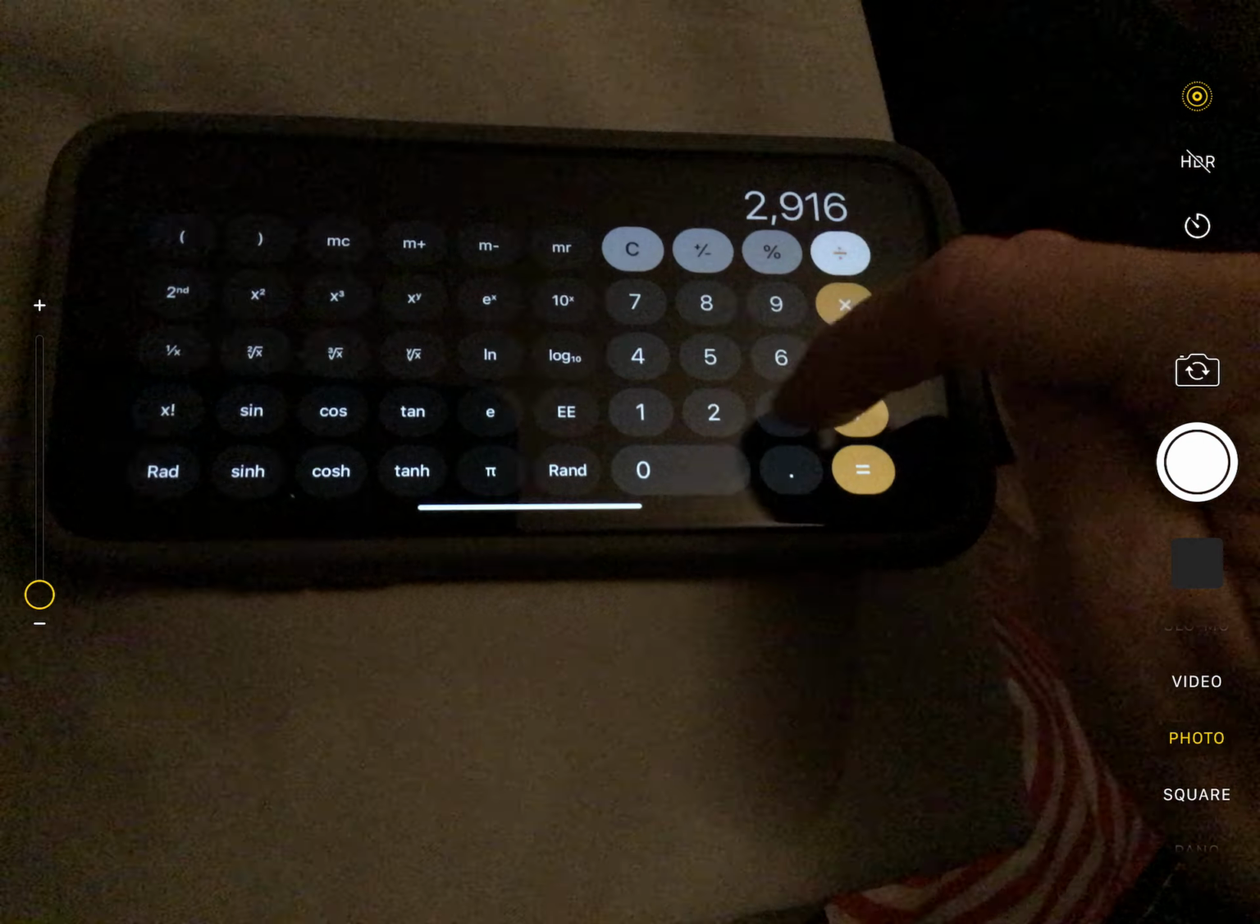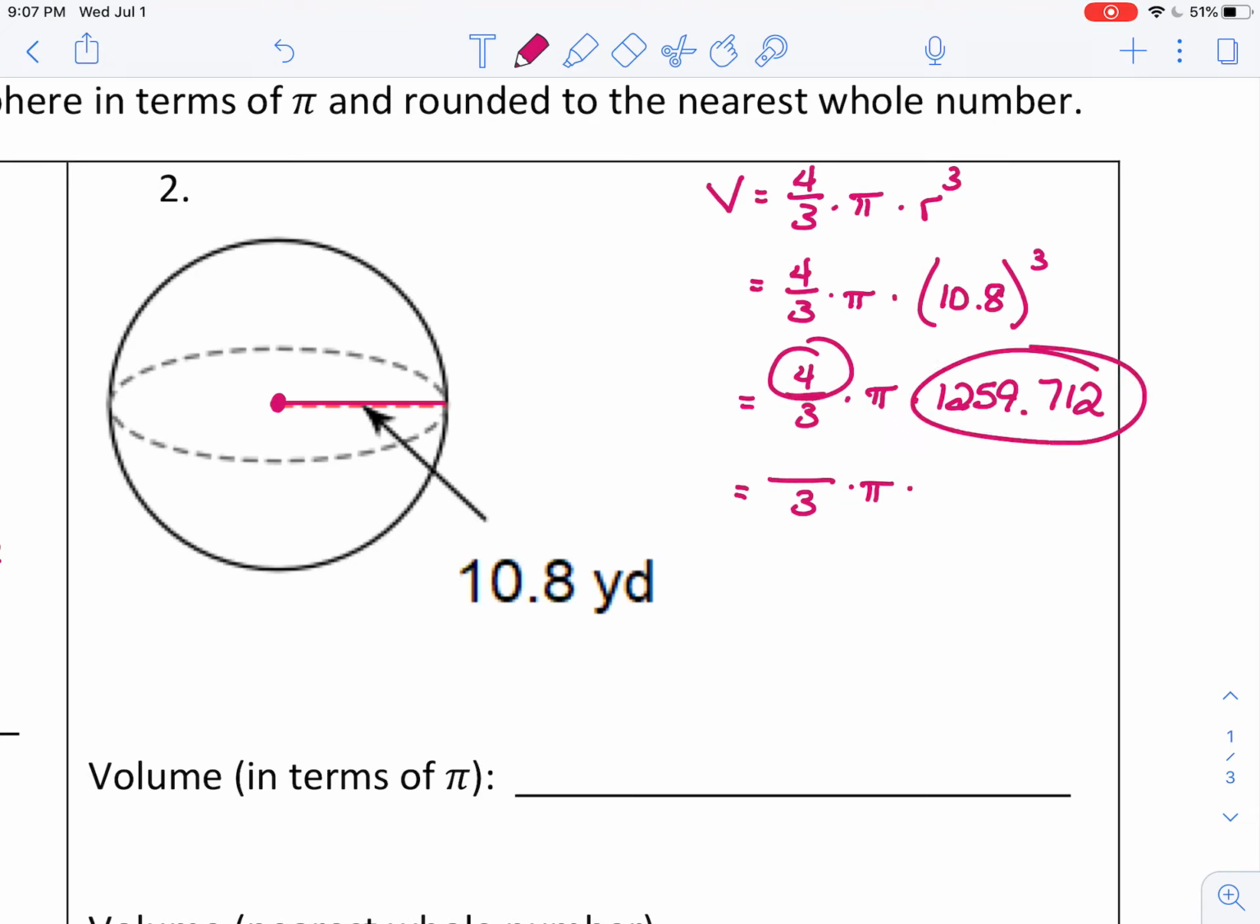So when I put in 10.8 to the third in my calculator, it spits out 1259.712. Then I'm going to multiply by the 4. So I'm going to leave everything else alone. I'm going to figure out what these two numbers multiplied together are. So times 4, I'm getting 5,038.848. That's what I'm going to divide by 3.